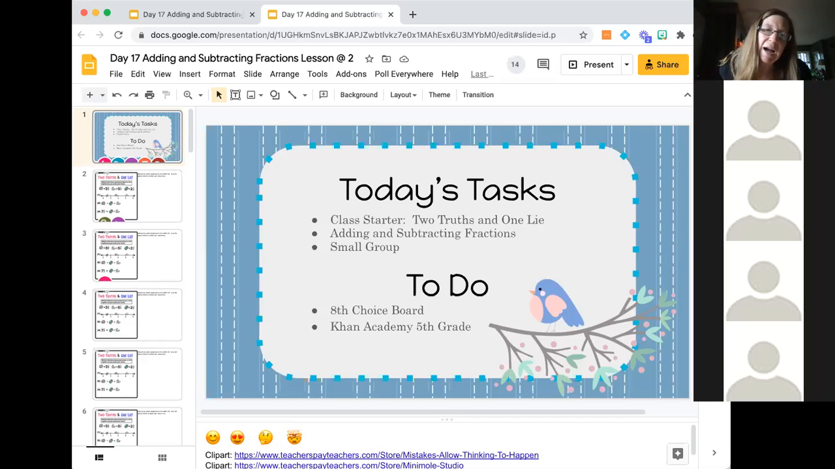We're still going to dive into fractions. We're going to do some adding and subtracting with fractions today. But we're going to do a new class starter called Two Truths and a Lie. We haven't done something like this yet before. So we'll do this in small groups, and then we'll do adding and subtracting, and then we will not have time for small group practicing. So we'll pick up where we left off with class on Wednesday. What you should be working on is your 8th choice board, as well as the 5th grade Khan Academy.